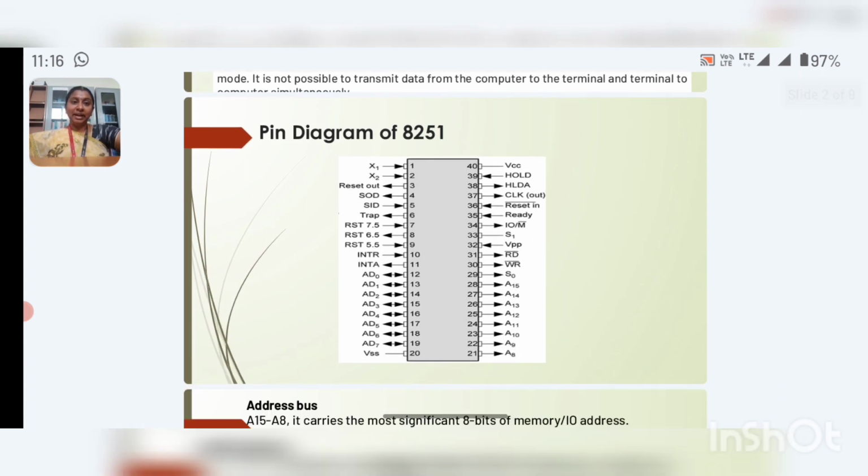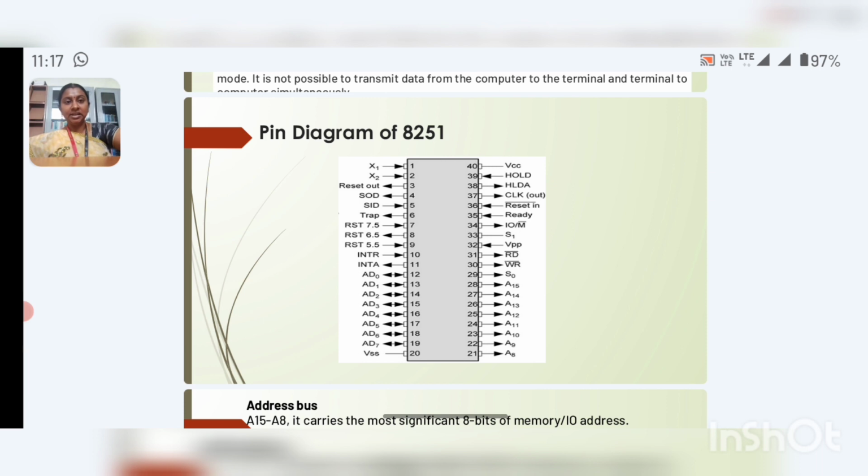Then comes the pin diagram of 8251. It also consists of 40 pins, like that of the parallel communication interface, from pin 1 to 40. Here pin 1 and pin 2, that is X1 and X2, are nothing but the clock frequency oscillators, that is clock signals. X1 and X2 are the clock signals.